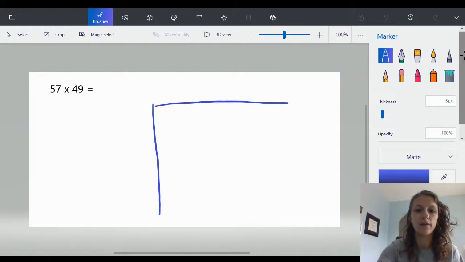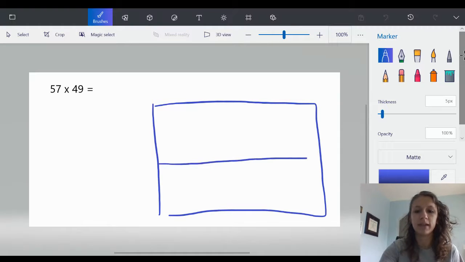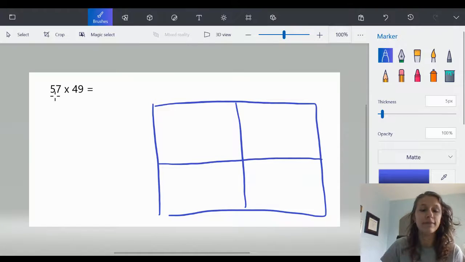I have 2 digits in my first factor and 2 digits in my second factor, so I need to have each side split into 2. I'm going to write 57 in expanded form. My ones come first, so I have 7 ones and 5 tens, which would be the same as 50. For 49, I have 9 ones and 4 tens, which would be 40.